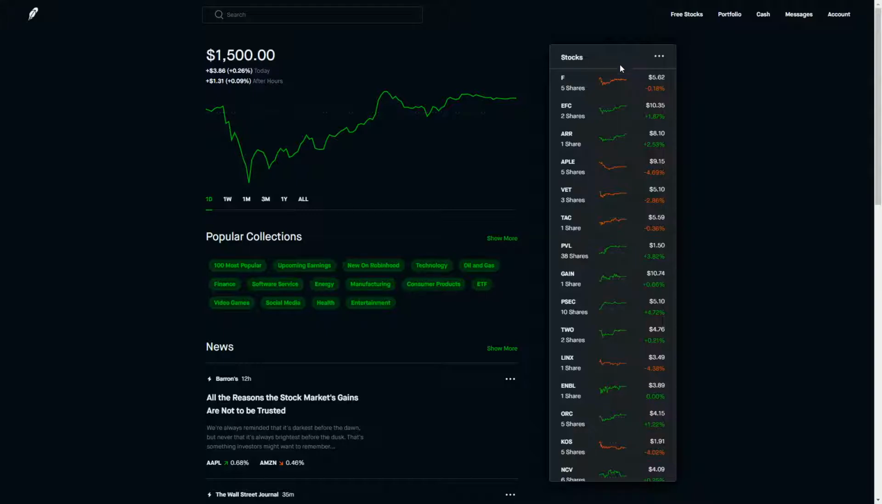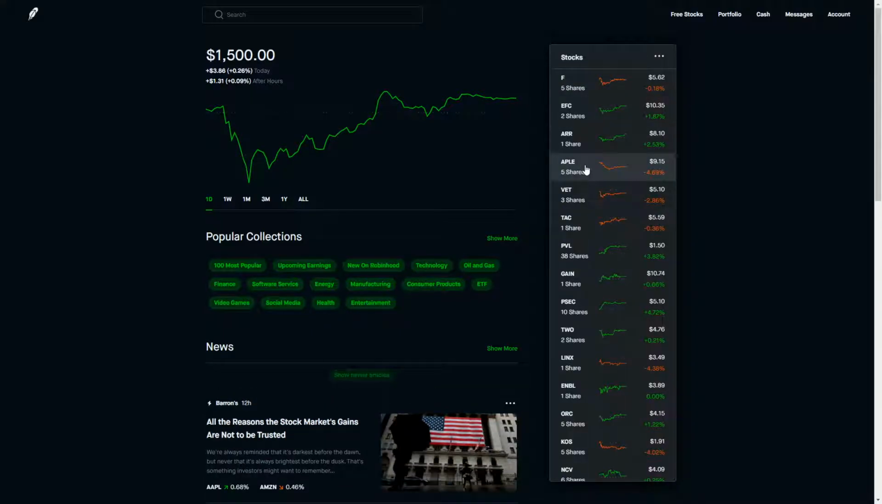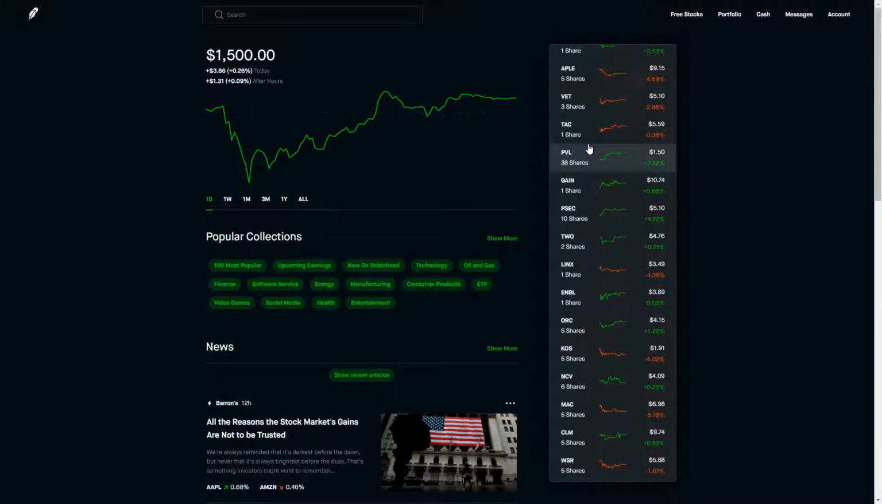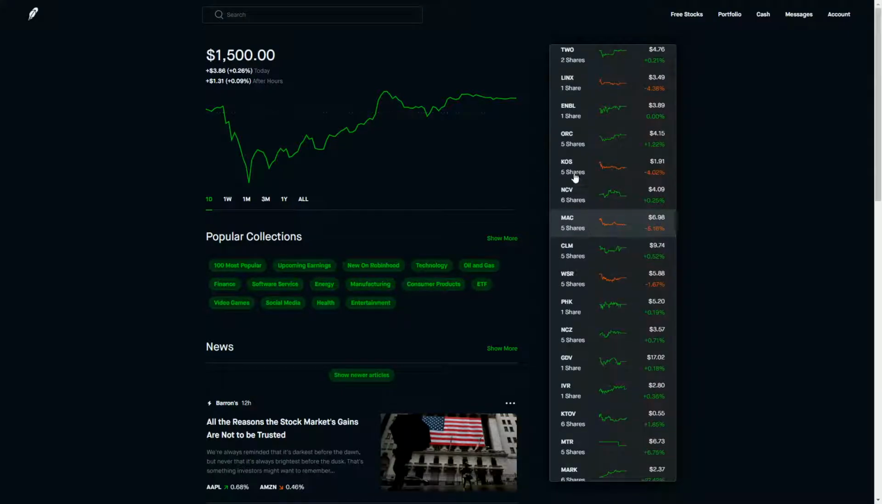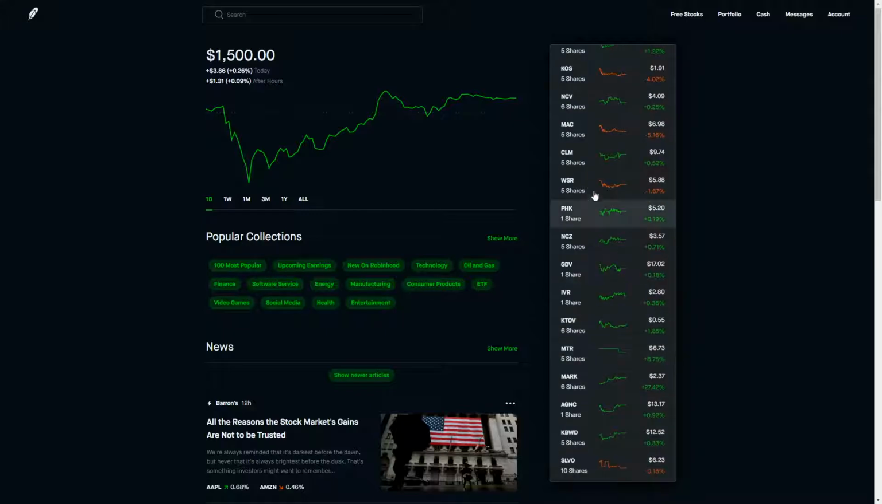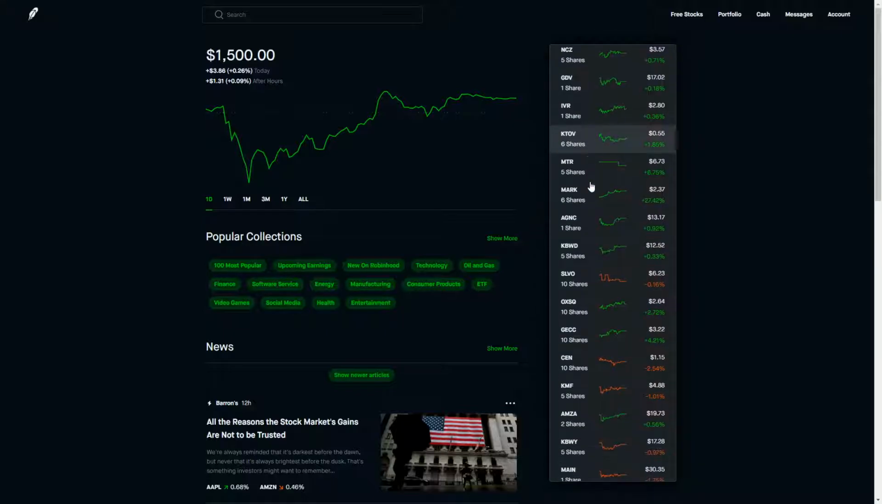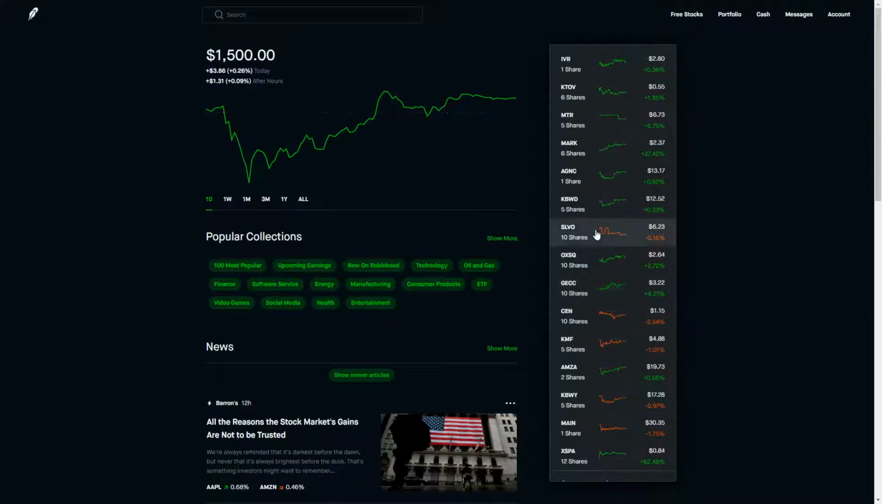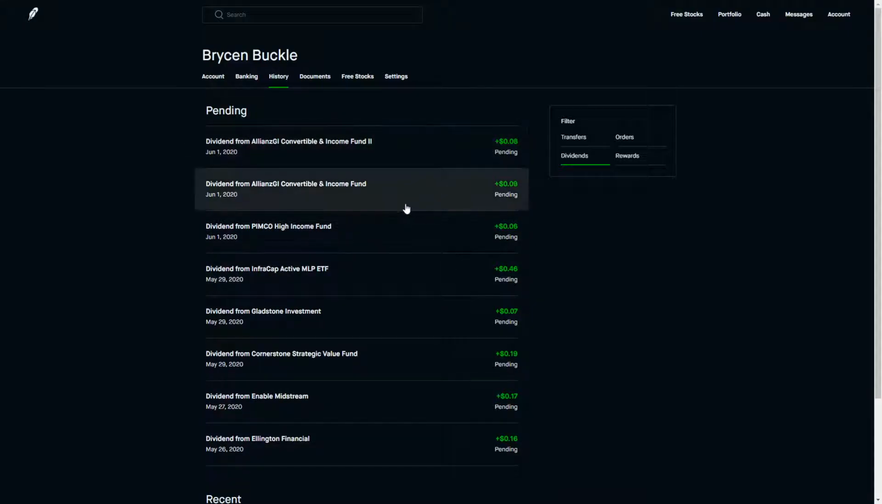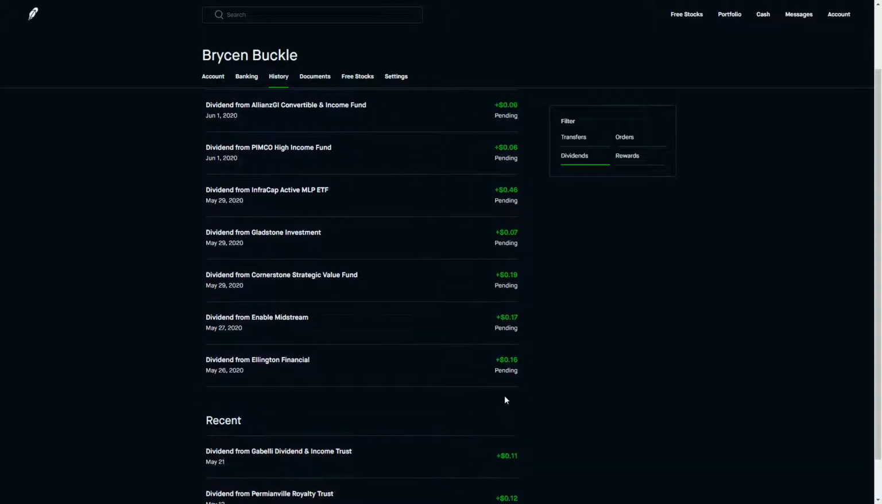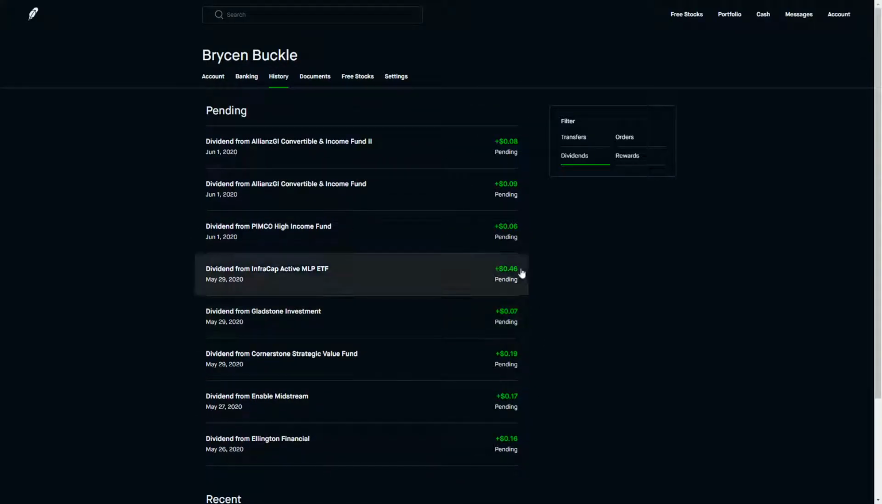So if we go back here, you can see all these different shares that we own. A lot of these are monthly paying dividends, and I'll show you that in just a second. That shows you all the shares that I am currently owning. Then I'll show you my dividends. Right here are all the dividends that I will be receiving and have received in my first month of investing.